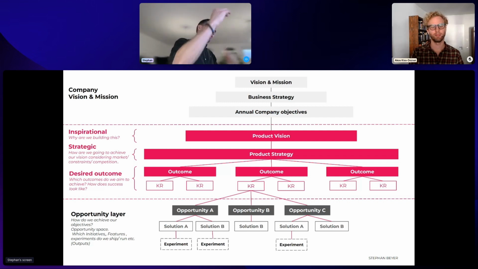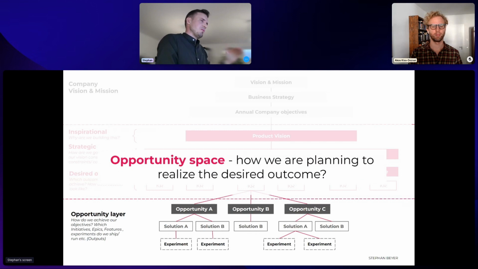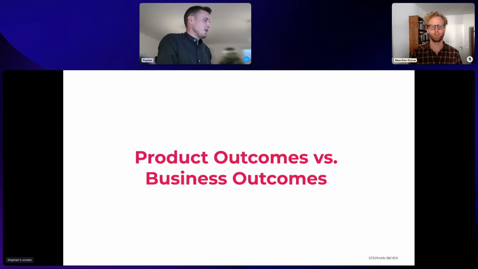So just, how we can connect the dots to what I mentioned earlier, that we are able to connect an experiment again up to a clear target. And this is basically your desired outcome. We can call it OKRs, we can call it objectives, whatever it is. And then you have your opportunity space, where we are outlining visually how we want to realize our desired outcome. One important part though to understand is product outcomes versus business outcomes.